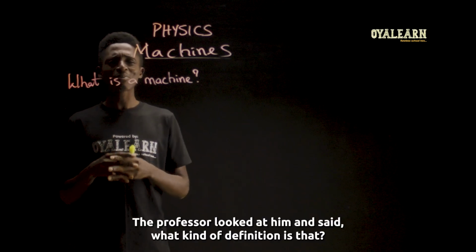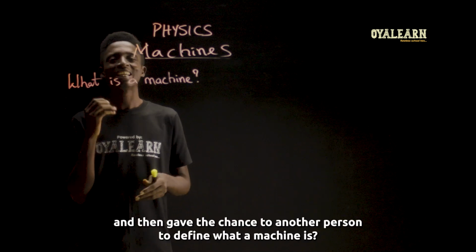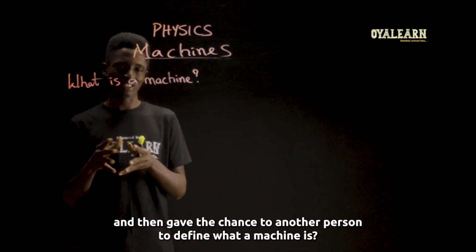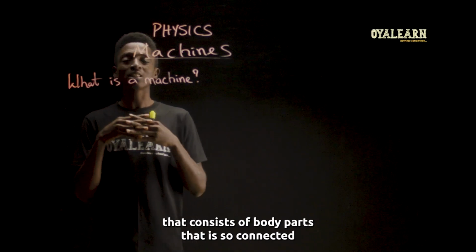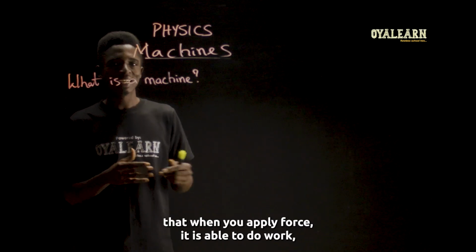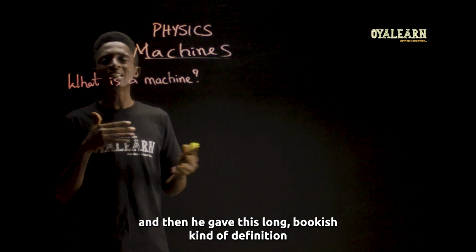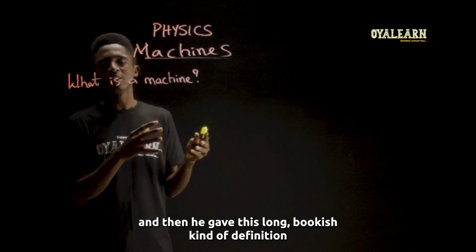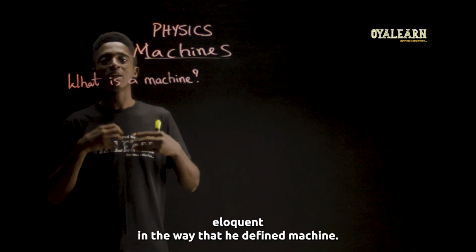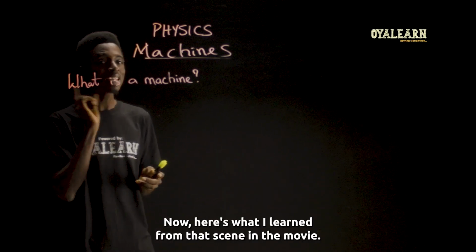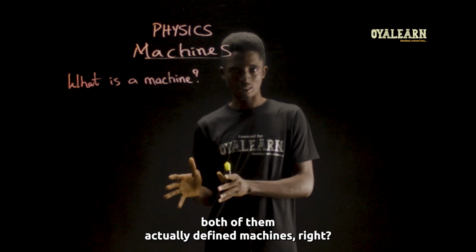The professor looked at him and said, "What kind of definition is that? Is that what you will put in an exam paper?" And then gave the chance to another person to define what a machine is. And then this person went on to say, a machine is a system that consists of body parts that are so connected that when you apply force, it is able to do work. And then he gave this long, bookish kind of definition, and the professor loved it because it seemed more eloquent in the way that he defined machine. Now, here's what I learned from that scene in the movie. Both of them actually defined machines, right?